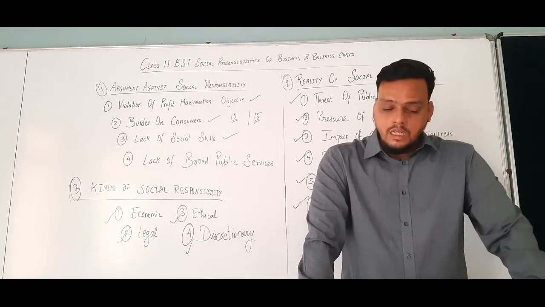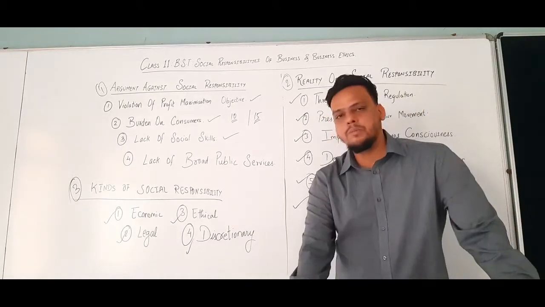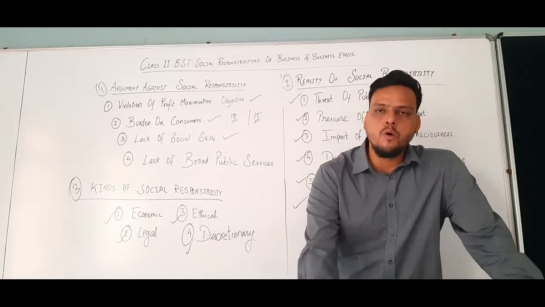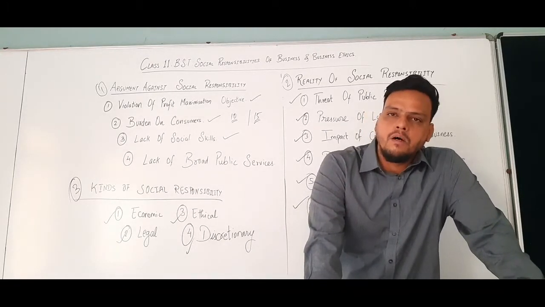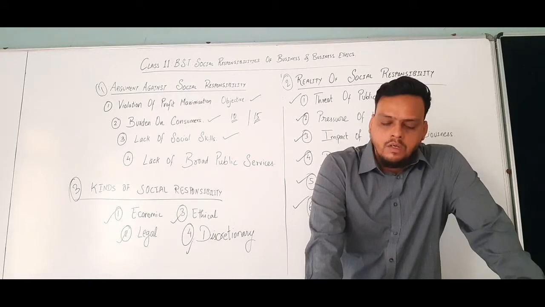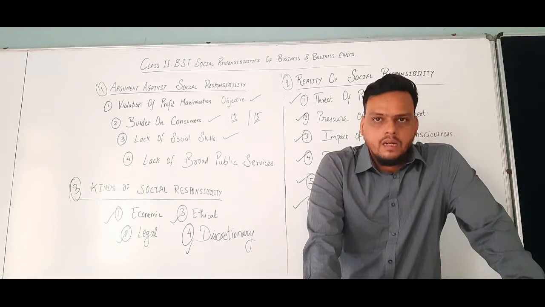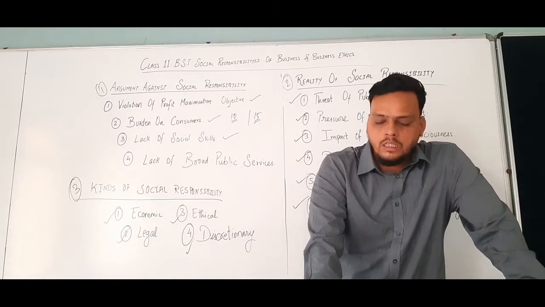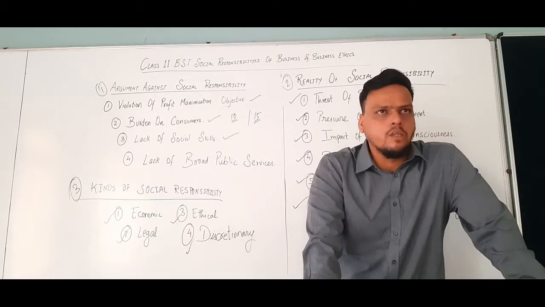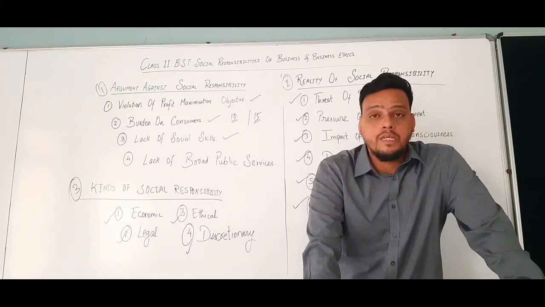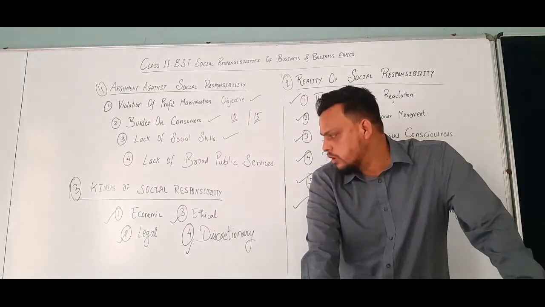Next point is legal responsibility. A businessman should work according to the rules and regulations. Their responsibility is to frame a legal society where rules and regulations are taken care of by the businessman towards society. They should not make an environment where society suffers and business earns. They should take care of both society and business. It is considered as legal responsibility.